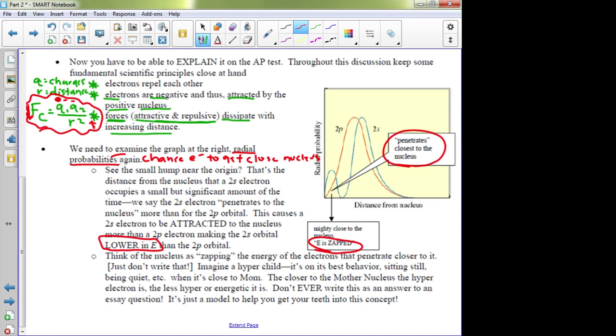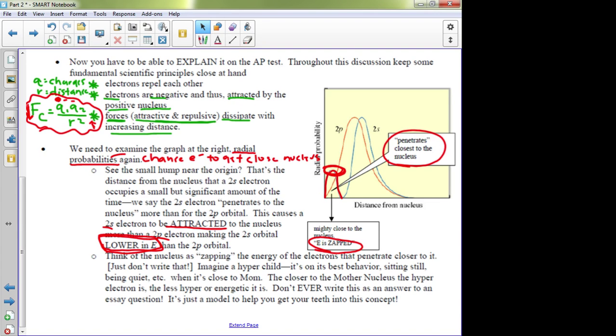The 2s electron is more attracted to the nucleus than the 2p, which makes the 2s electron lower in energy. How do we know that the s orbital is lower in energy? Because if we look at a radial probabilities graph, 2s stands a better chance of getting close to the nucleus. That means 2s is lower in energy. And think about this example down here. You can't write this on an AP exam, but it does help you understand it.